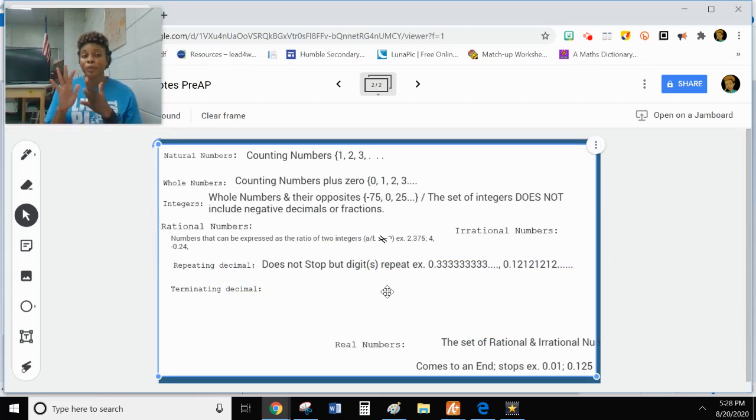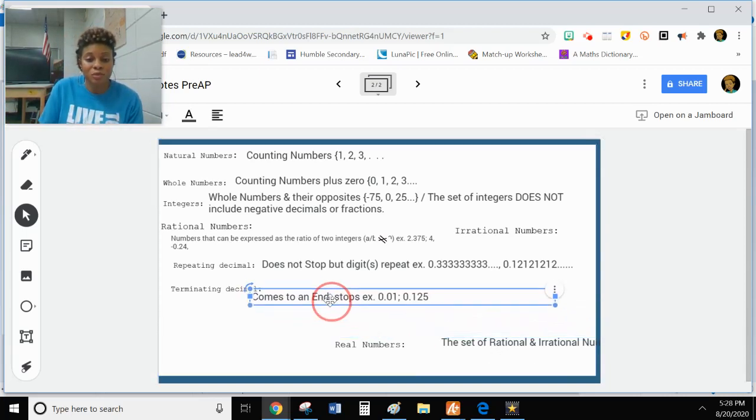So it can be 0.33333 or 0.1212121212 or 0.1657, 1657, 1657, 1657. So it can be the same pattern. So it makes sense. It's rational. Rational means it makes sense. It doesn't come to an end, but it has a pattern that we can clearly see. So it's a repeating decimal.